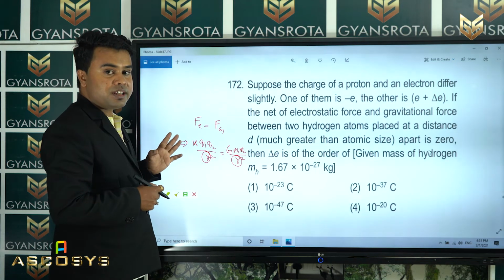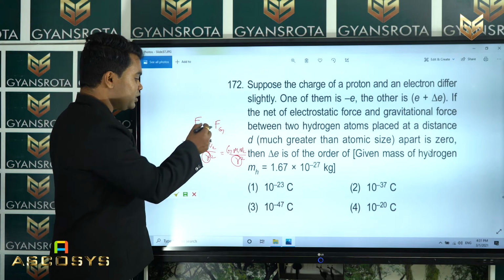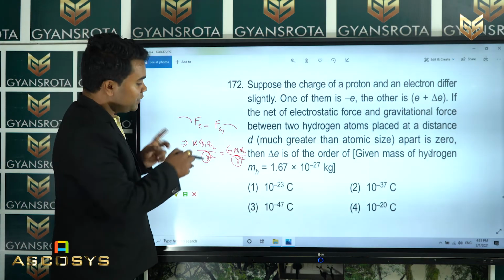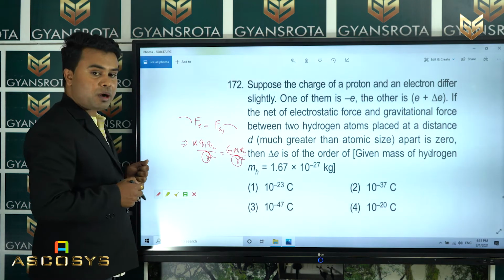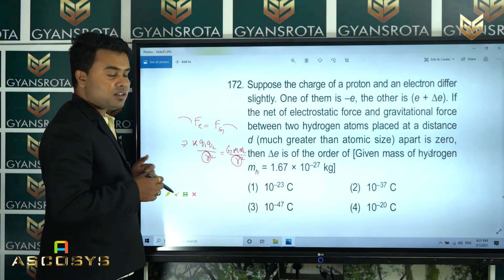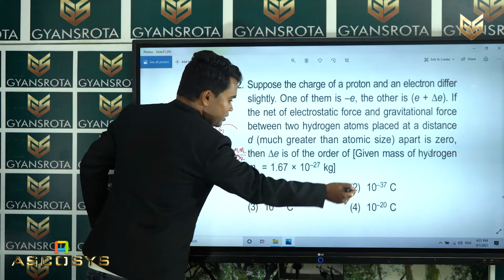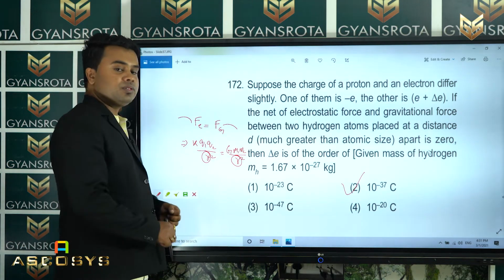This is also called the inverse square law. So, this is from the chapter gravitation, this is from the chapter electrostatic force. If you equate this one, your answer is going to come out to be 10 to the power minus 37 coulomb. So, 10 to the power minus 37 coulomb is this one. So, this is the right answer.